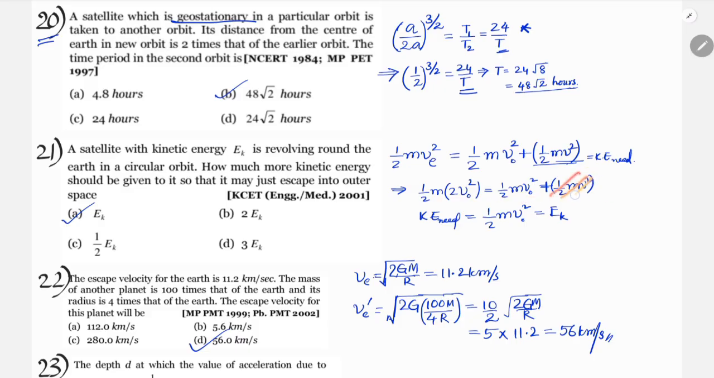Simply, this is some kinetic energy. What is the additional kinetic energy needed? Call it the kinetic energy needed. Sending this one to the other side, this is 2 times of this. Now we will get half mv0 square. How much does it already have in the orbit? The same amount of energy is needed.